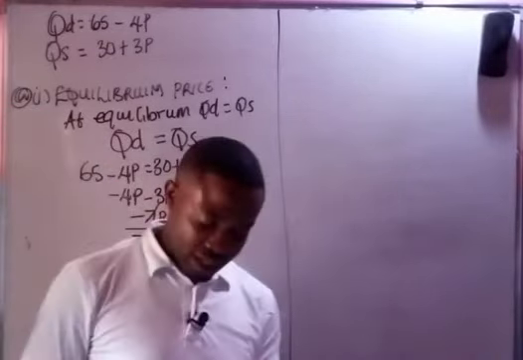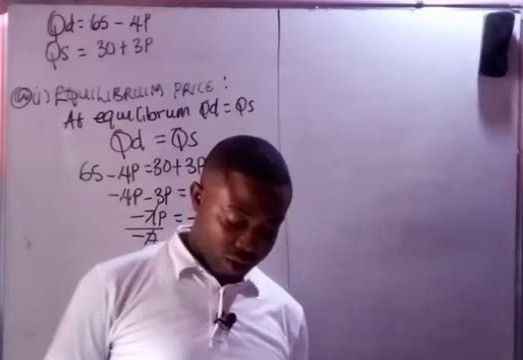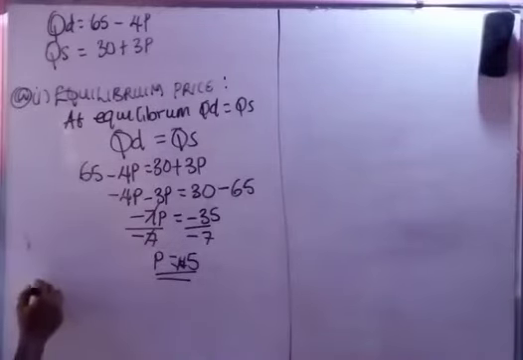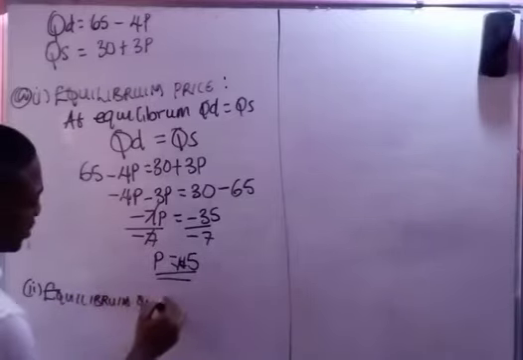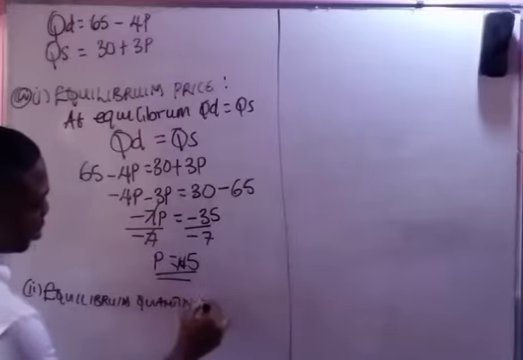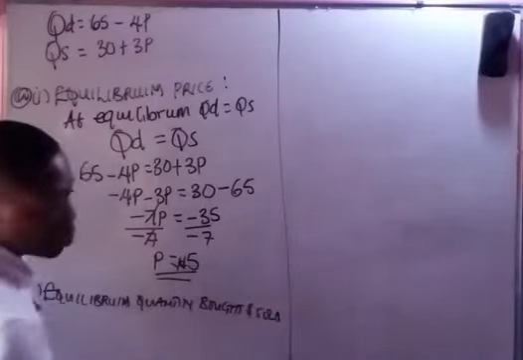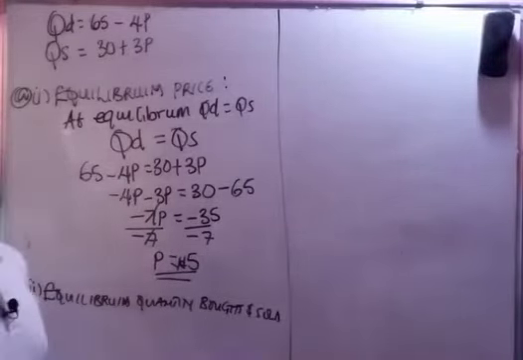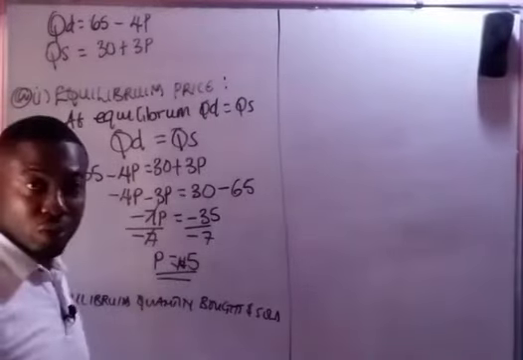Now the second question said the equilibrium quantity bought and sold. Equilibrium quantity bought and what? Sold. So the second one, they said equilibrium quantity bought and sold. Okay, so equilibrium quantity bought and sold. So it means we are going to substitute the value of P into the demand and the supply function.